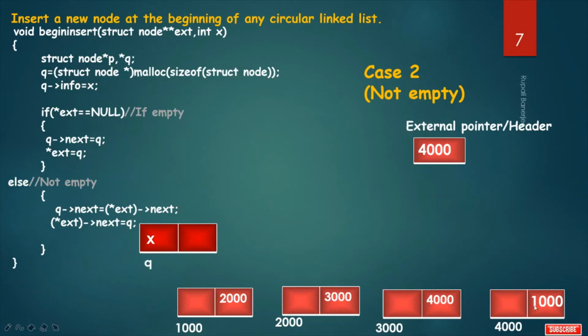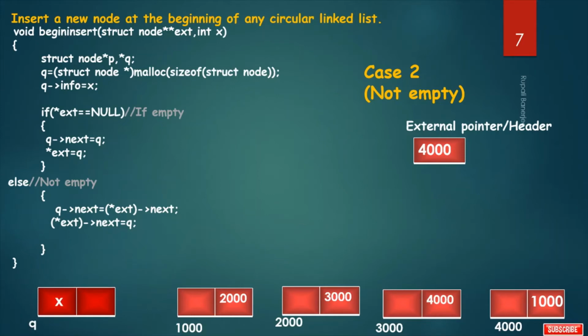And here what you have to give, because I want to insert this node here, so here you have to give this Q. So star ext arrow next equals to Q, because this is our first node now. So see, I want to insert this node here. So first you have to give 1000 here, and then Q arrow next should be what? Q arrow next should be star ext arrow next, this 1000, and then star ext arrow next equals to Q.